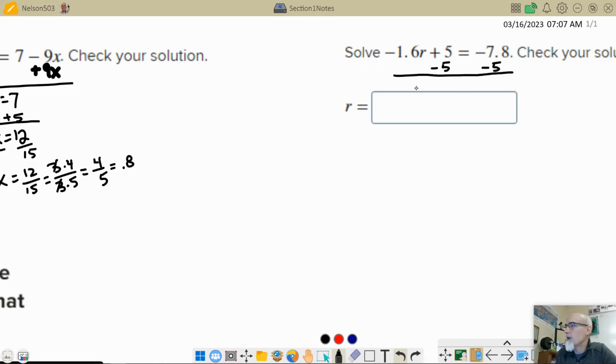And now I've got negative 1.6 R equals 12.8. And don't drop the negative sign, right? It's a negative 12.8. Now I'm going to divide by 1.6, negative, I should say. So I'm dividing by negative 1.6 and dividing by negative 1.6.